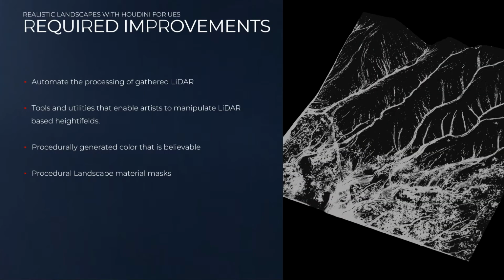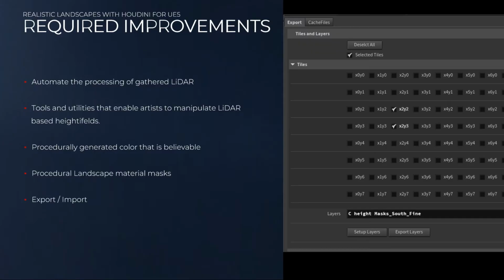We also need ways of creating interesting masks for our landscape materials in Unreal Engine. Getting a wide range of masking and distortion features will be critical to make masks that don't look generated. And lastly, the export and import.